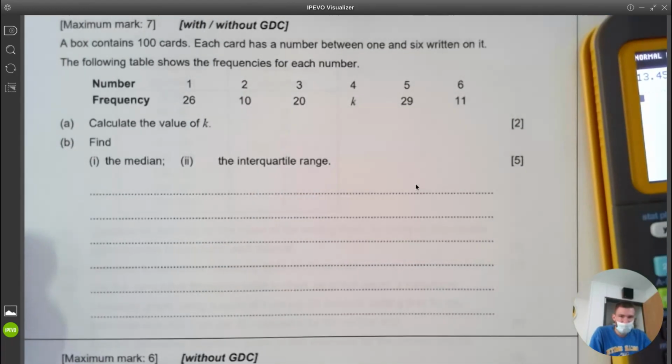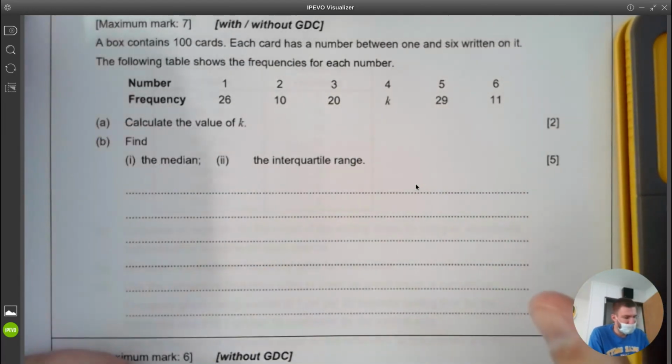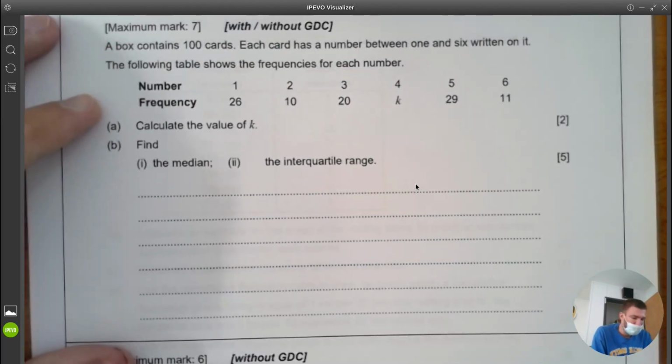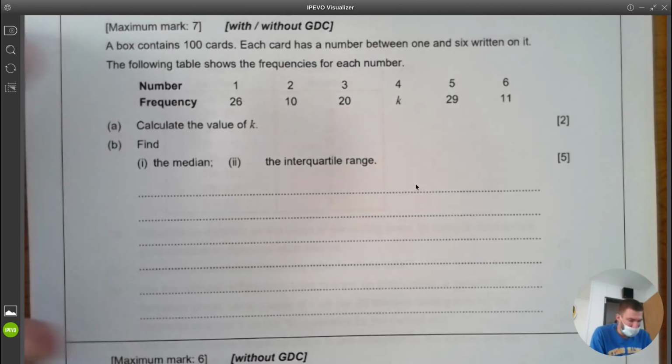All right. With or without graphing calculator. Sometimes this means that HL might have to do it without calculator, whereas SL would probably be with. This means we could do it both ways. I would say when we go to solve this question, let's make sure we kind of know how to do both.